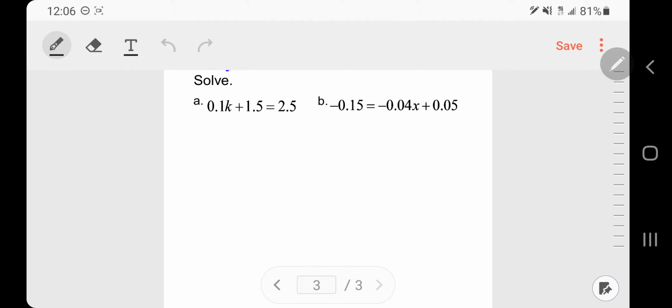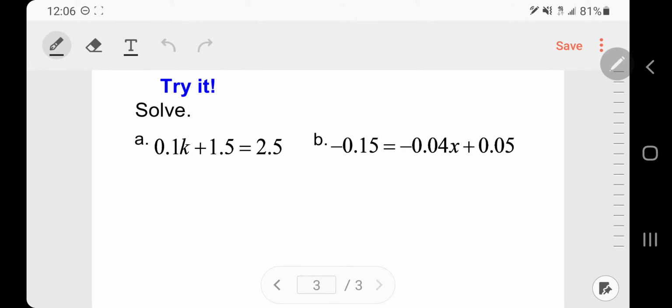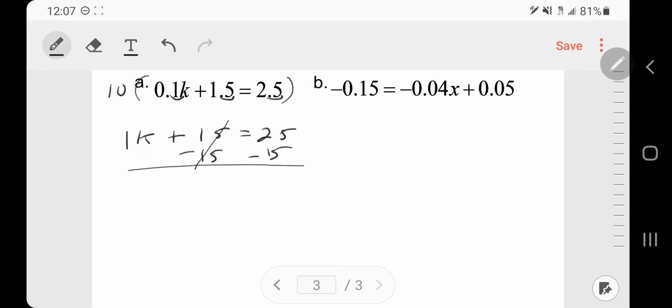Let's take a look at one more. Here we see a couple more examples. We have 0.1k plus 1.5 equals 2.5. For this one, each of these has one decimal place, so I'm going to multiply this entire equation by 10, matching our one zero, and we're going to move our decimals 1 place. So I'll have 1k plus 15 equals 25, and then we could solve this like normal, get our k by itself, and I get k equals 25 minus 15, which gives me 10.